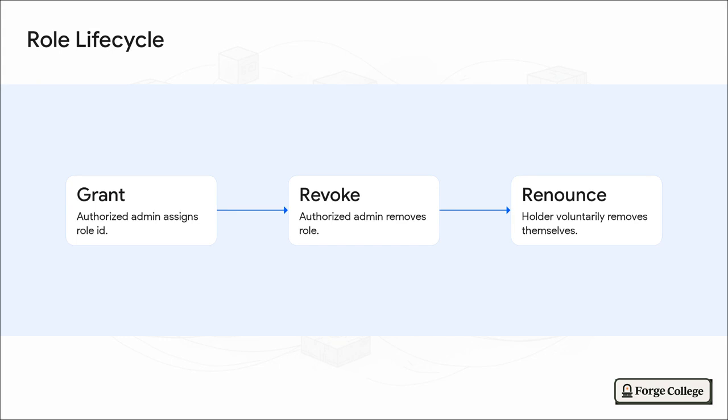Second is revoke, where the admin steps in, takes the key back, and flips the mapping to false. And third, and I think this one is fascinating, renounce. This is where the holder voluntarily tosses their own key away, reducing their privilege without an admin even being involved.